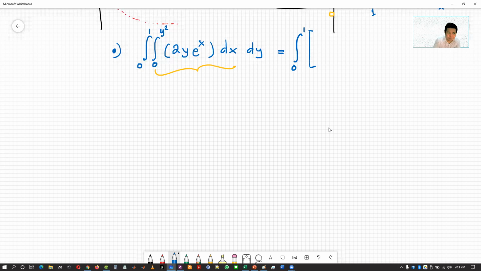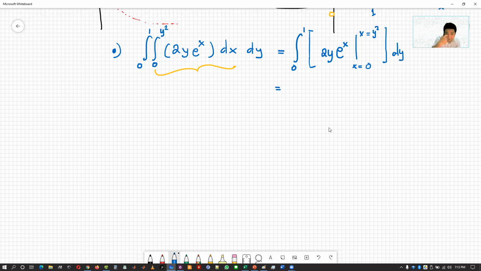I integrate 2y e to the power of x with respect to x. 2y is a constant, so I just put it in. And then e to the power of x, I integrate, I get the same. And then the boundary: x goes from 0 until x is y squared. What do we have? This is dy.